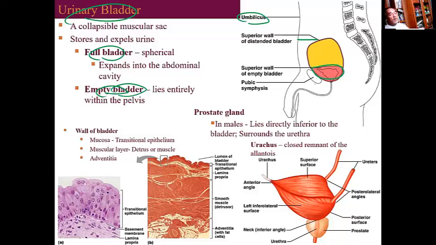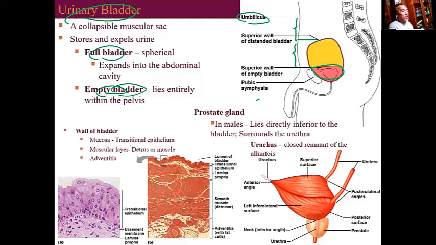Okay, so if it's flat, it just stays in the area of the pelvis. When it becomes full, it extends up into the abdominal cavity. That's about one half the way to the belly button. Okay, so about half.